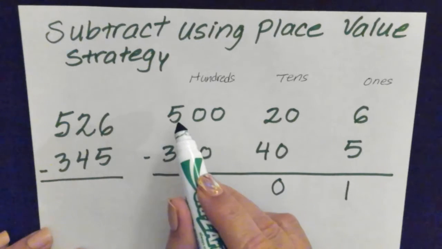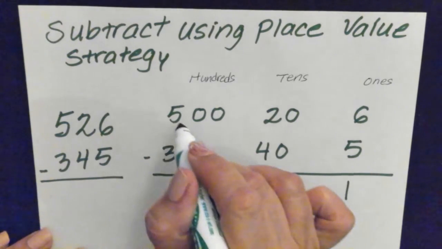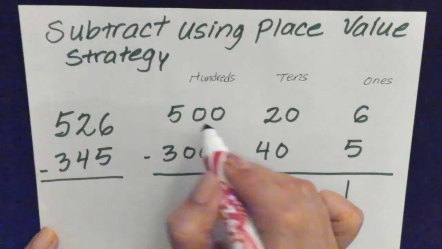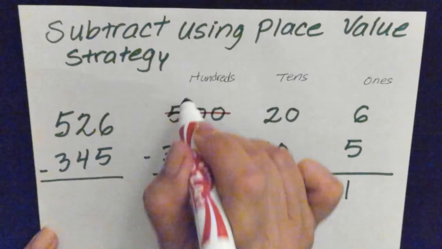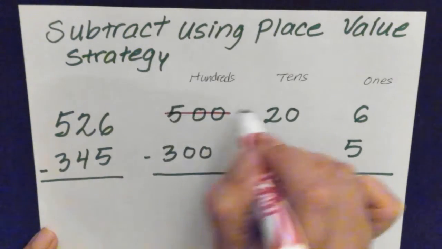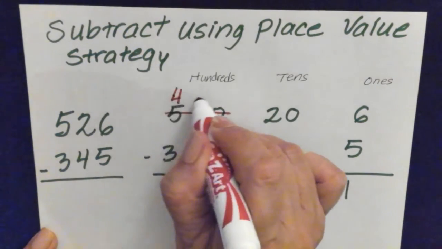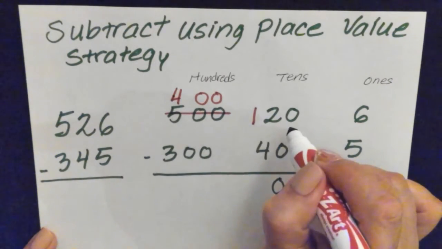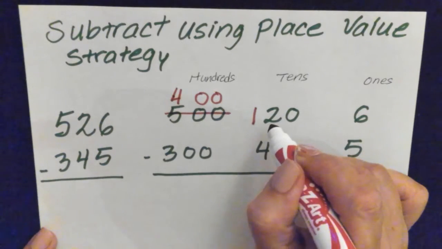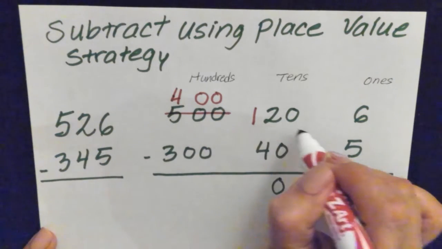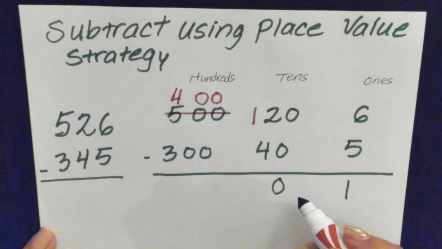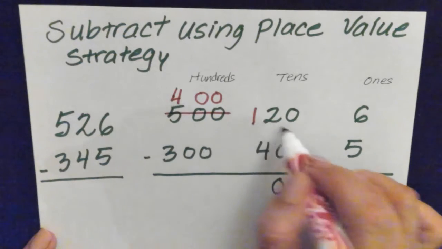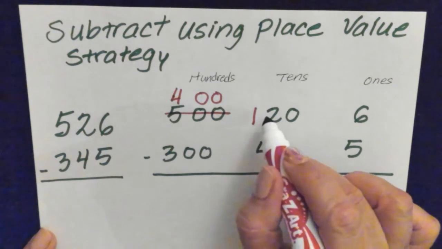So we have to borrow from the hundreds. So we cross out. We're going to borrow 100, not 1, 100. So that would leave us with 400. And we're going to put the 100 over here because 2 tens and 100 is 120. Now we can subtract. We already took the 1. Now we have 12. You don't have to do the 2 take away. It's 12. 12 minus 4.